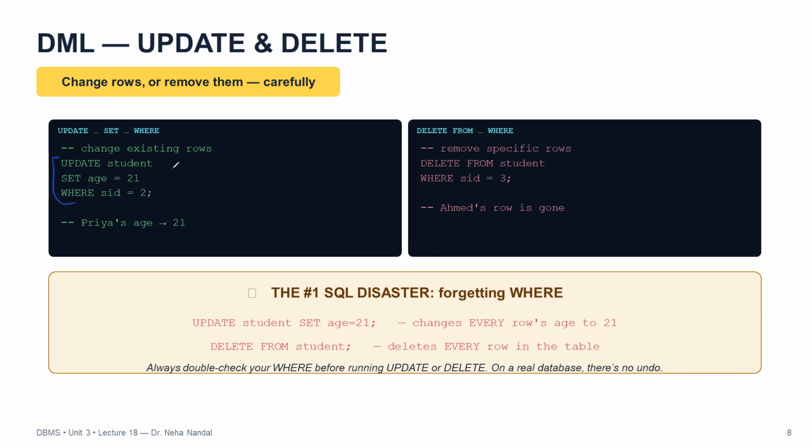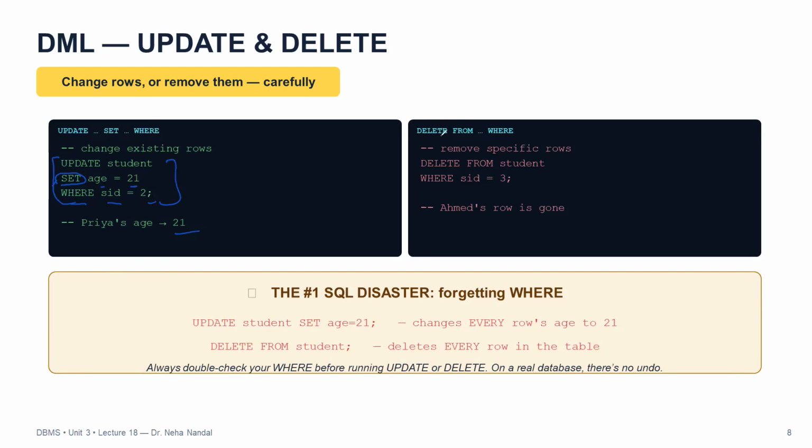Then this is the syntax. Update table name. You will use a keyword set. It is a must with update. Set age, that is the column name, as 21, where is a must, then with the condition where SID is 2. Then Priya's age will change to 21. That is the thing. Okay.